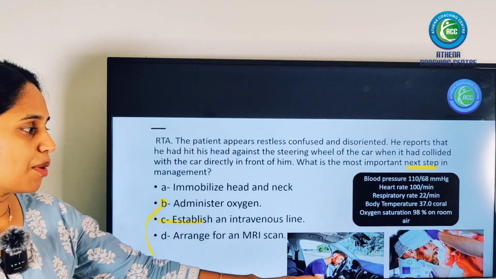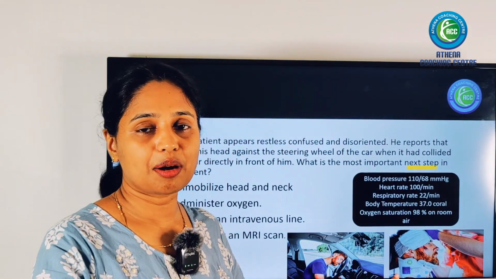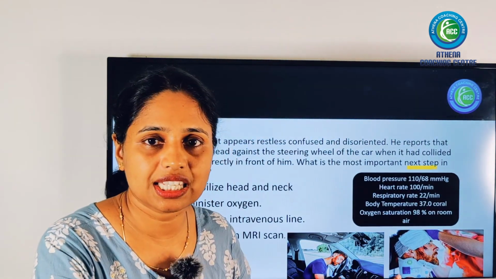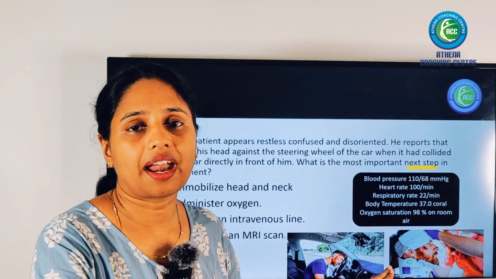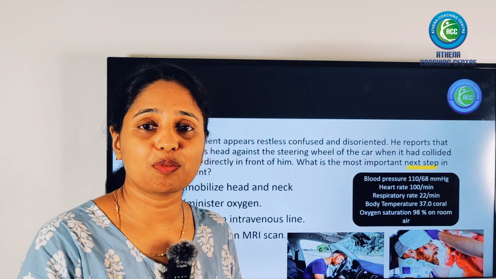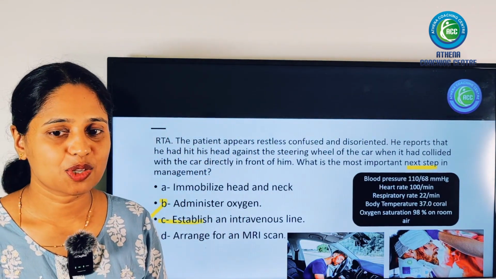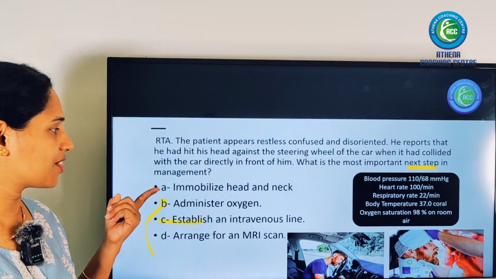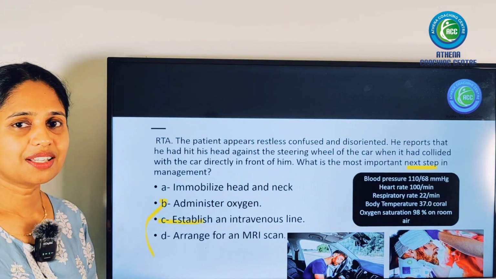Even while keeping the patient still in the car seat itself, you have to provide the care, and while shifting the patient, always remember that head and neck should be immobilized. So what is the answer for this? It is the first answer. Okay, so any doubt?